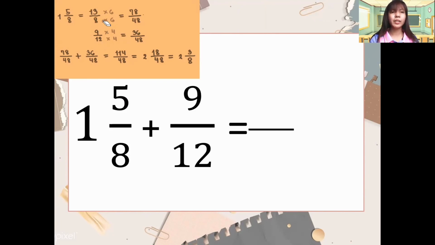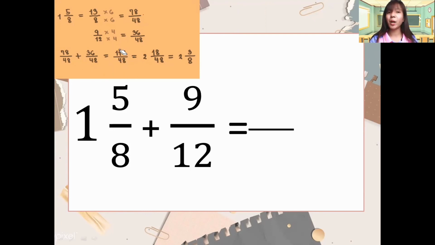So here in this example, I multiply, as you can see, by 6. So do the same to the numerator, and this one is 4, because that's the only way they will have the same denominator. Understand? So now 13 times 6, 78. 8 times 6, 48. 9 times 4, 36. 12 times 4, 48. So now we have 78 over 48 plus 36 over 48 equals 78 plus 36, 114. Then copy the denominator, which is 48.